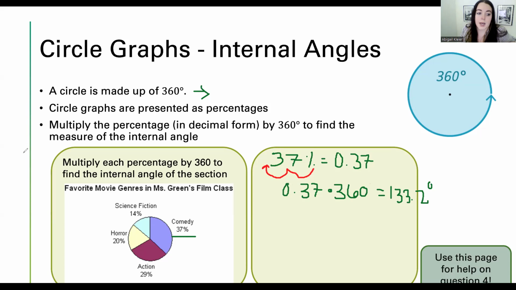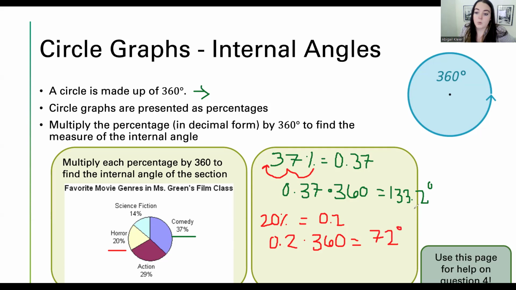Now I'm going to do the same for one more. I'm going to look at the horror category. So in this case, my percentage is 20%. Going to convert that to a decimal, 0.2. After your percentage is converted to a decimal, multiply by 360. Again, you're always going to multiply these by 360 because that is the number of degrees in your circle graph. So 0.2 times 360 is 72.